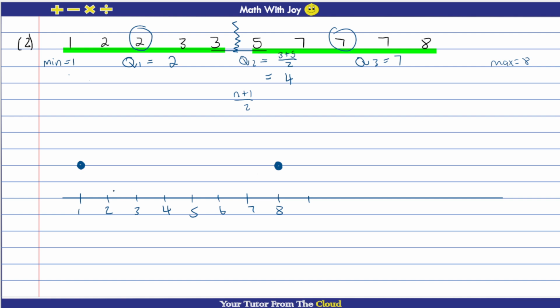And then my Q1, I'm going to plot it in like this. And then my Q2 is 4. Then we'll put it there. Q3 is 7. Put it there. And then we can just close it in to make a box. And then whiskers. There we go.